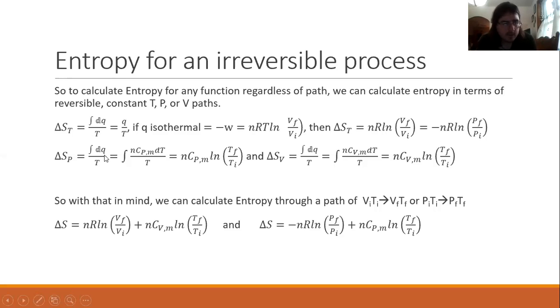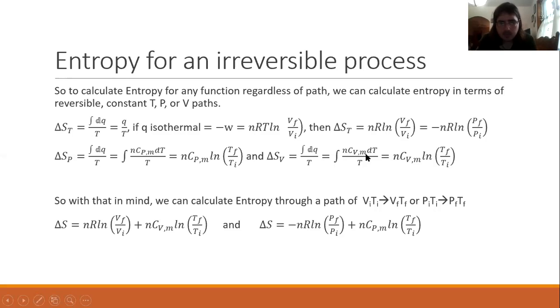In the case of delta S at constant P, integration of Q over T. Now T is changing. But how would we calculate Q at a constant P? Well, constant P, that's C sub P, n dT. Dividing that by T, C sub P comes out. The integral of 1 over T dT becomes ln TF over TI.